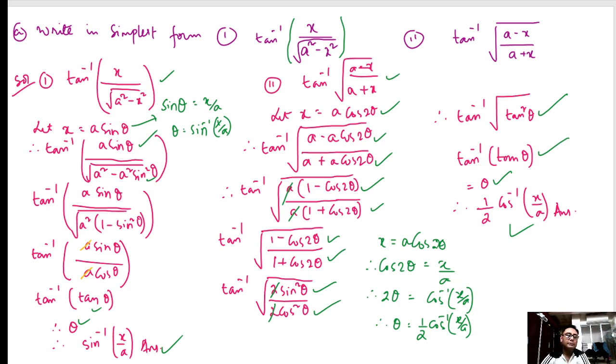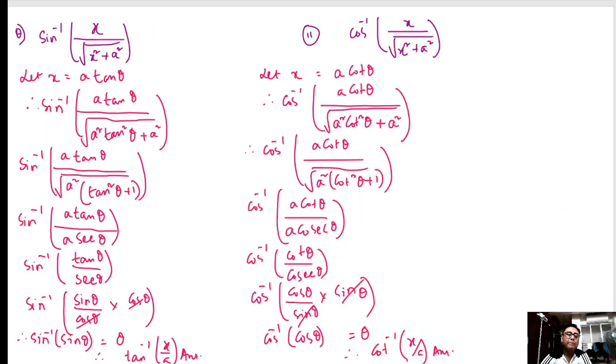Clear? Next, let us see sin inverse of x by root over x square plus a square. So let's take x equal to a tan theta. So a tan theta by this, taking a square common. 1 plus tan square theta is sec square theta, which will come out of the root as sec theta. A square will come out as a. This and this cut. So tan theta by sec theta. Tan theta is sin theta by cos theta, and sec theta is 1 by cos theta, so cos theta cuts. So it is sin theta, which is theta.